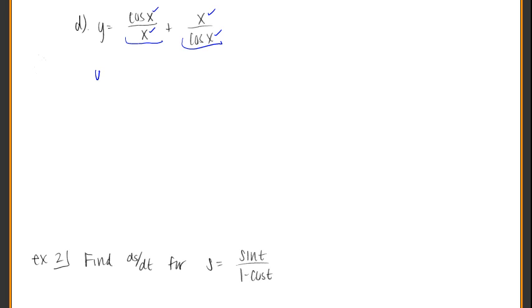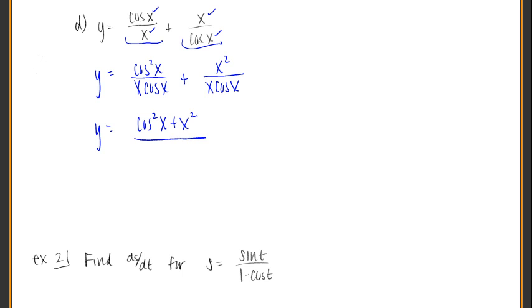So we've got two fractions. If I want to bring them together, let's get a common denominator of x cosine x. And then in the top over here, we're going to write that then as cosine squared x and x squared over there to get a common denominator. Okay? Combining them together, we have cosine squared x plus x squared all over x cosine x.